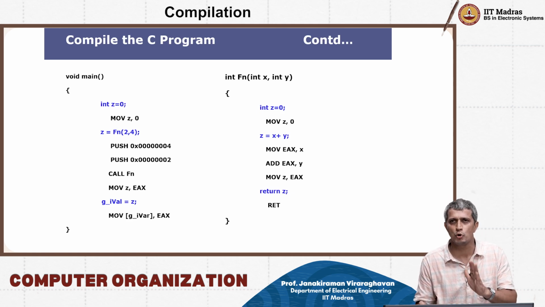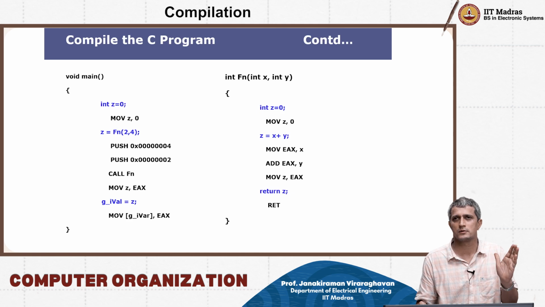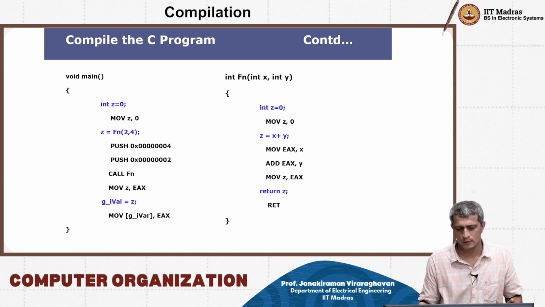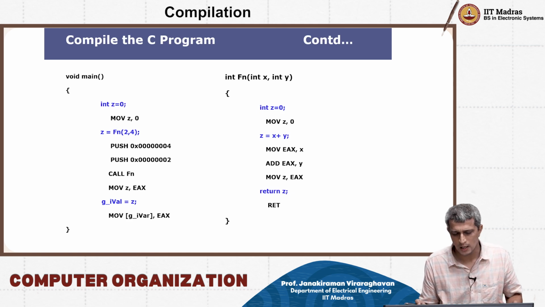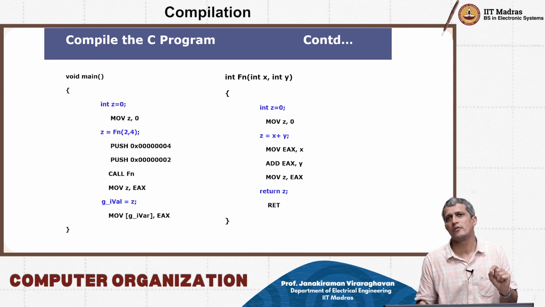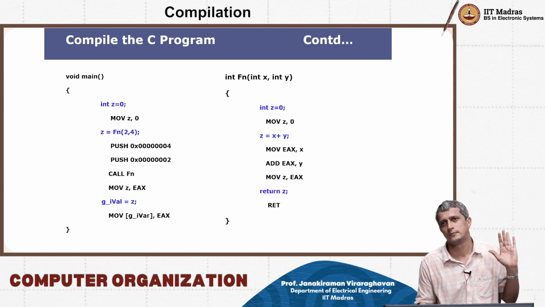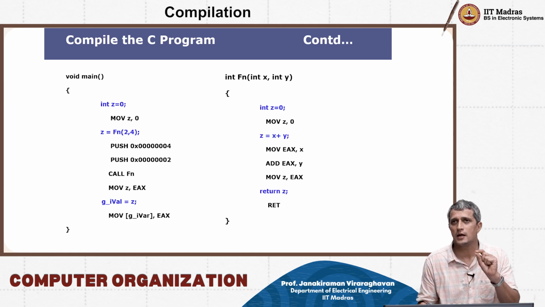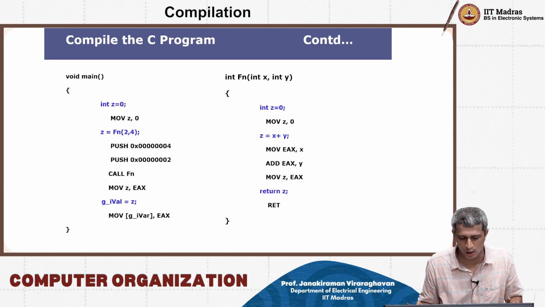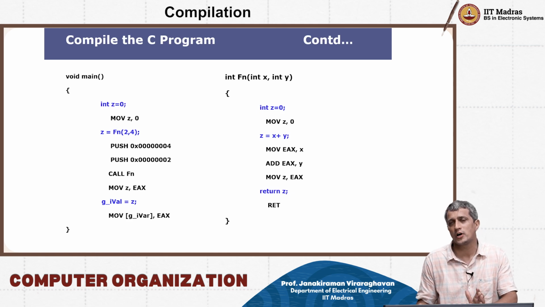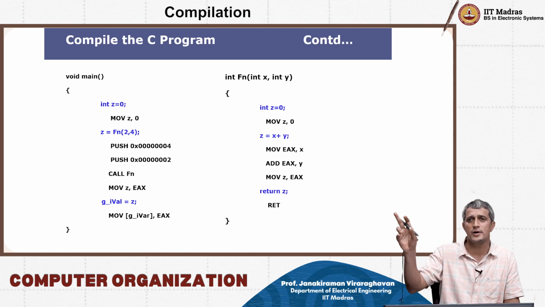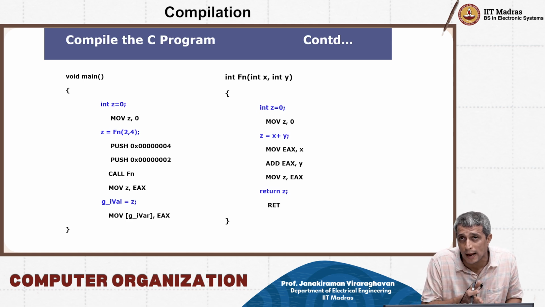So I will simply push 0x00 whatever 4. Then I'll again push 0x0002, right? And then I will call the function fn. Okay, this is basically the very naive and simple translation of this function call. Now remember that when I call this function, it's going to go into that program, it's going to finish execution, it's going to come back.